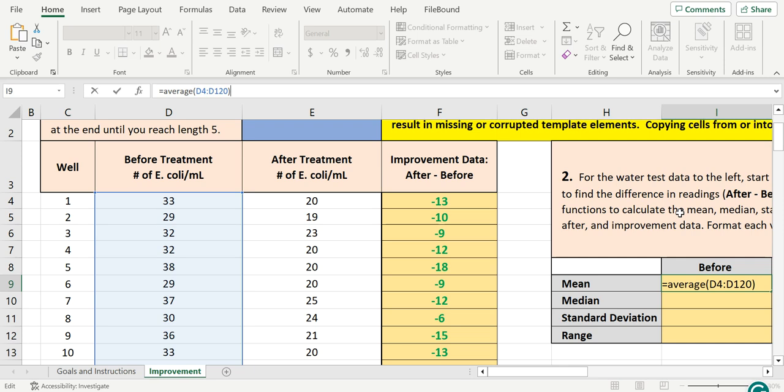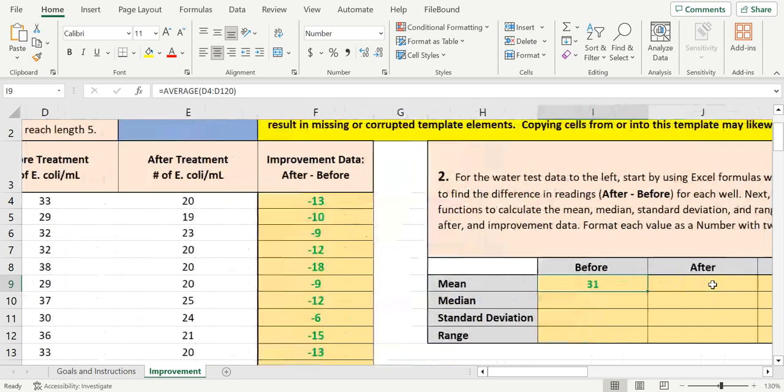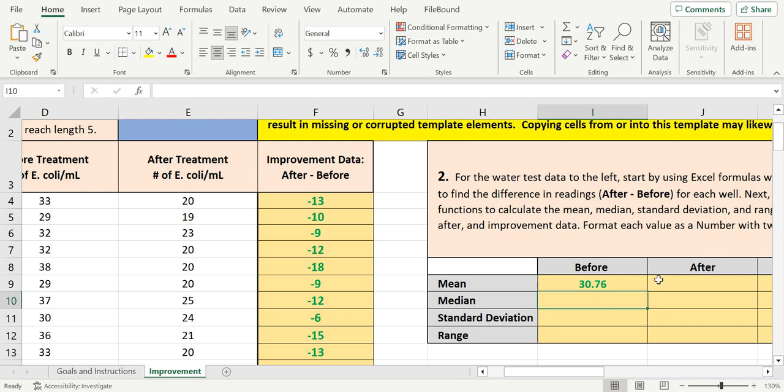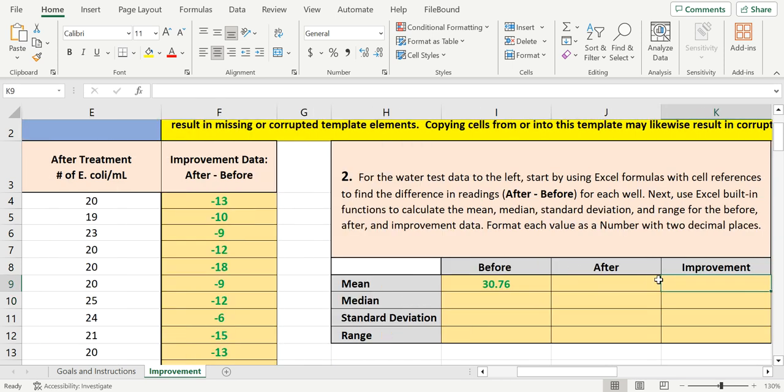Close the parenthesis and then hit enter. Your numbers should turn green as you go. We want to format everything as number with 2 decimal places. So as I go, I want to adjust this so it has number with 2 decimal places. So then again, I did equal sign, average, open the parentheses, highlighted all the numbers in column D because I'm looking at the before data, close the parentheses and hit enter. So you'd follow the same process for the after and improvement. Just make sure you highlight the new column of data. Use the after column for the after, use the improvement column for the improvement.